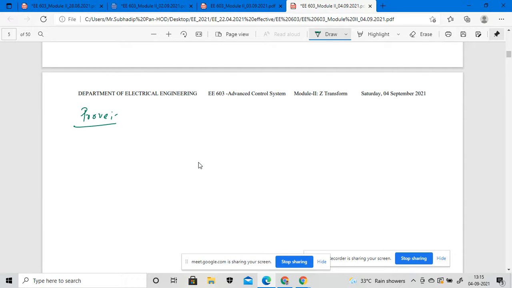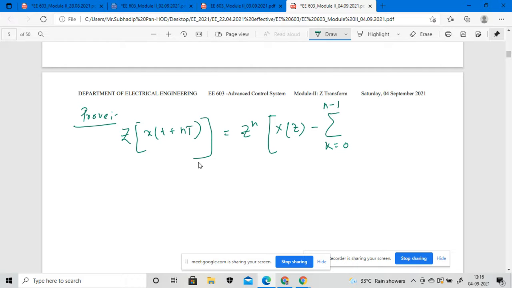My equation is the z transformation of x of t plus nt, right? That equals z to the power n X of z minus summation of k equals 0 to n minus 1 of x of kt into z to the power minus k, right? So now we have to prove this equation. How would I prove this?